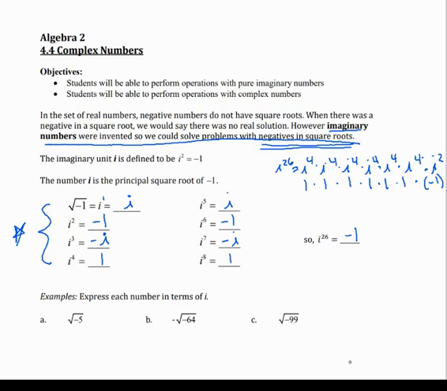The other thing to look at is, again, the power of 4. So 4 goes into 26 six times with a remainder of 2. We're going to focus on that remainder of 2, which tells us i to the 26th equals i squared, whatever that remainder is. And as we saw, i squared is -1. Again, please make sure you have these first four memorized. i to the first is i, i squared is -1, i to the third is -i, and i to the fourth is +1.